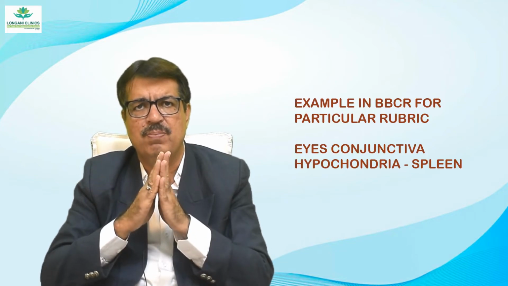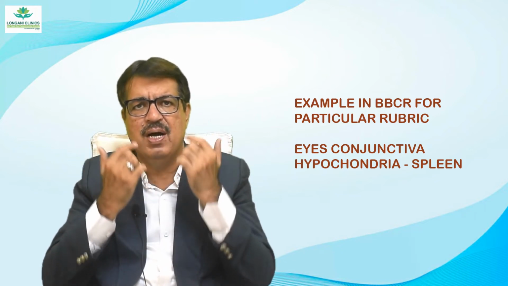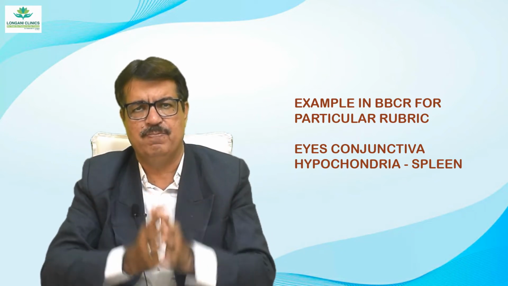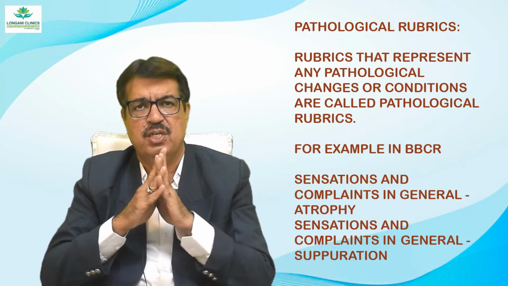This rubric carries a limited number of remedies deducted from the general rubrics. Such a rubric gives a smaller number of remedies, so it is useful for proper selection of remedy. Now see some examples from BBCR. For example, eye, conjunctiva; hypochondria, spleen.